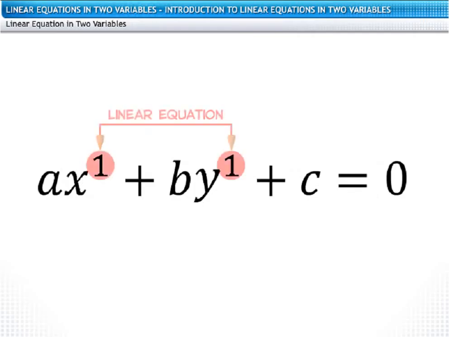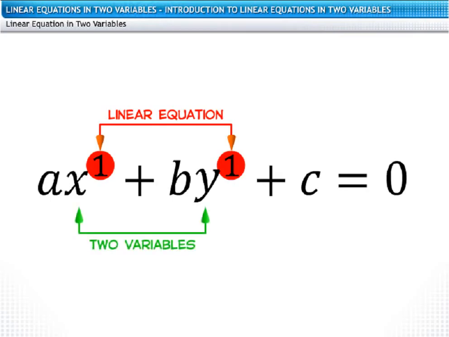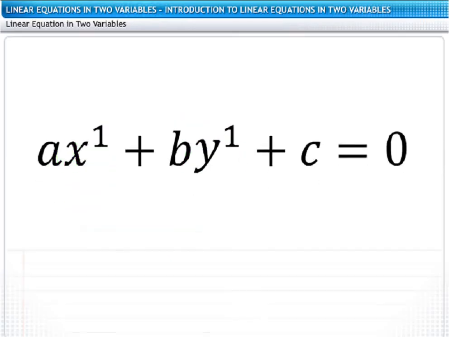The equation is called linear because the equation is of the first degree. There are two variables in the equation, namely x and y. Such an equation is called a linear equation in two variables. Here are some points regarding the linear equation in two variables.